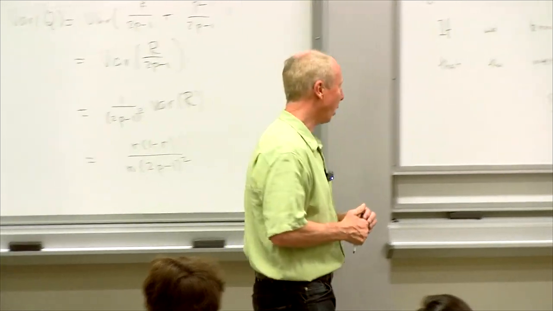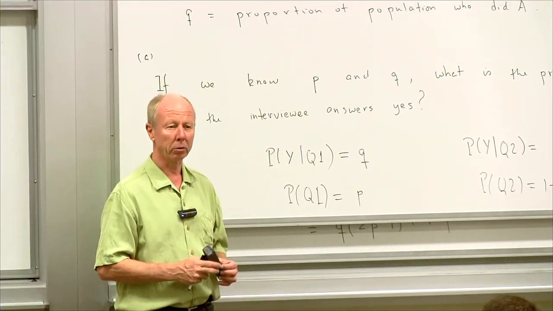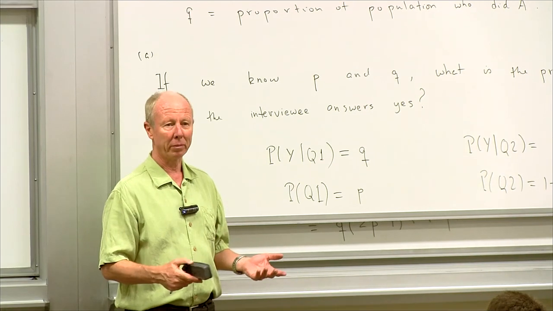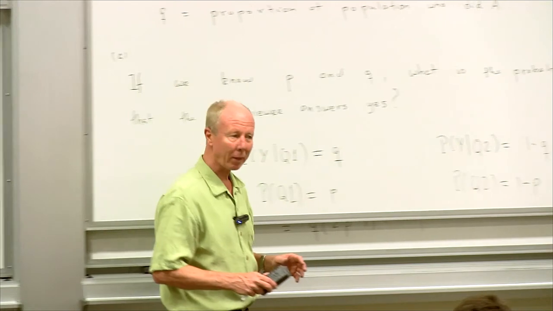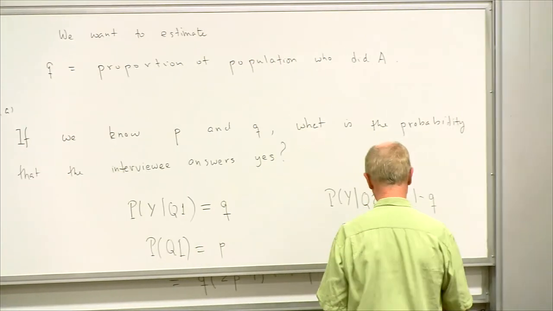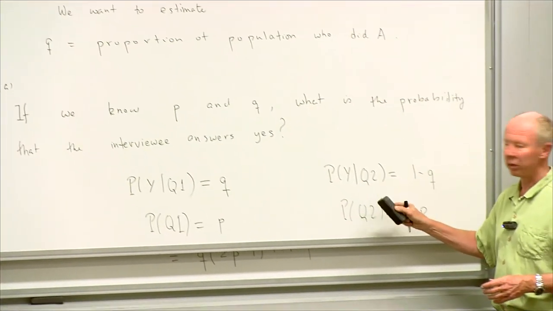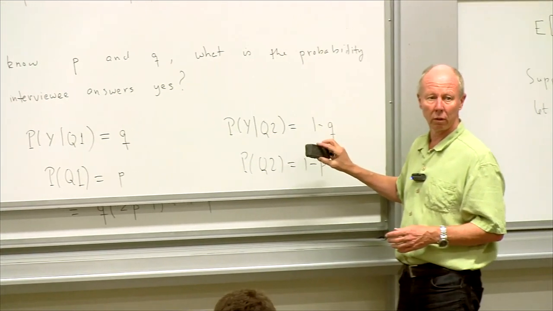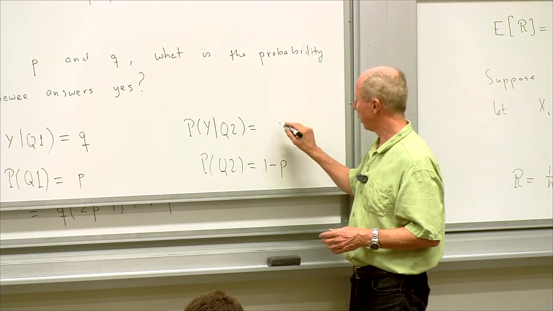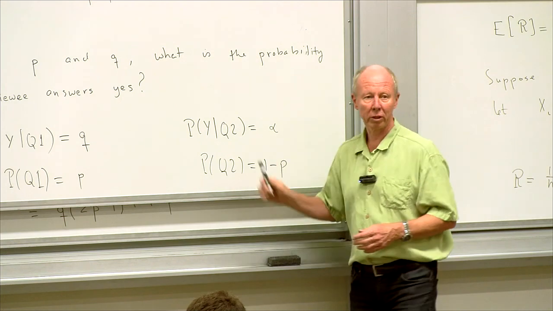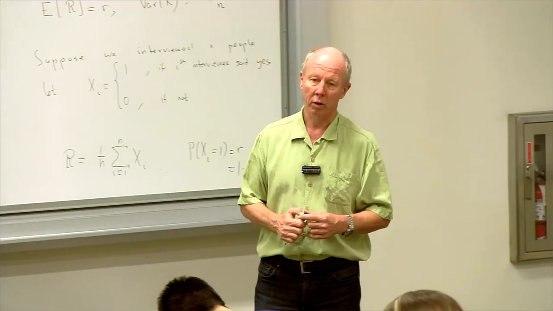So it's some other question which the interviewer knows the answer to. Maybe they fill out a form telling what month they're born in. There's probably no reason to lie about that. So maybe, were you born in June? So the probability of a yes given question 2 is not going to be 1 minus q anymore. It'll be some other number that's known, alpha. So for example, if the question was, were you born in June? Alpha should be maybe 1/12.